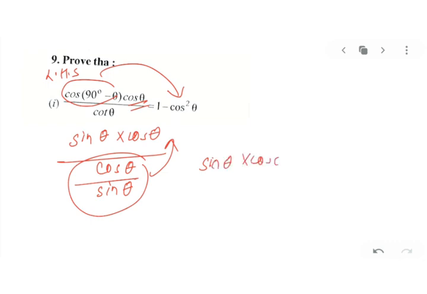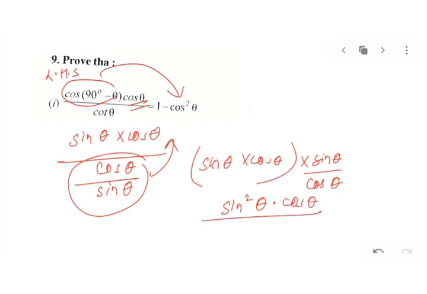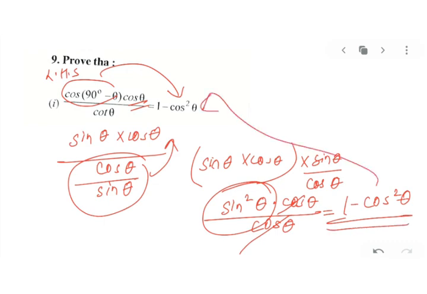If I take this into multiplication, I will get sin theta into sin theta into cos theta, and this when it goes up it will be sin theta upon cos theta. Am I correct? So towards your numerator you will get sin square theta into cos theta, and down you will get cos theta. I'll eliminate this cos theta. So my answer is sin square theta, which I can also write 1 minus cos square theta. And that's what is the required part.